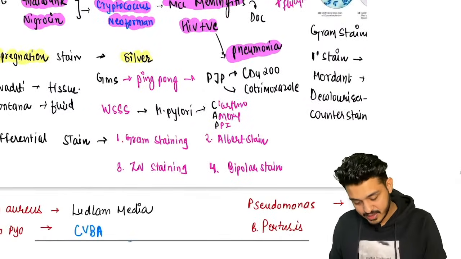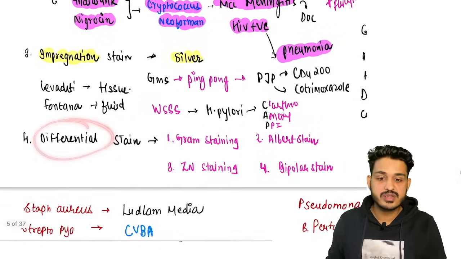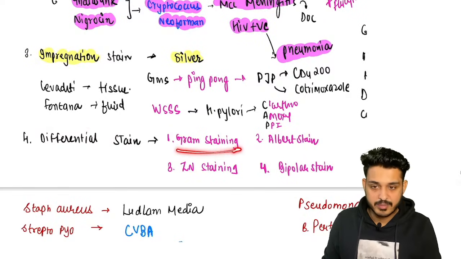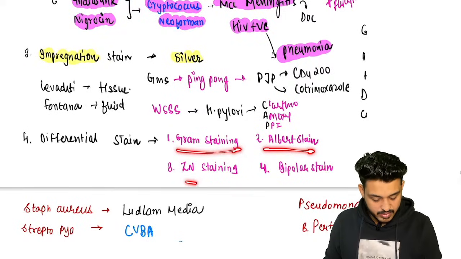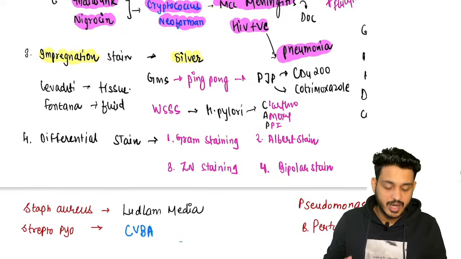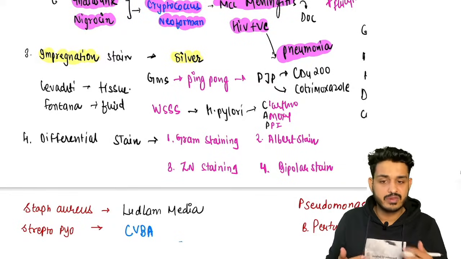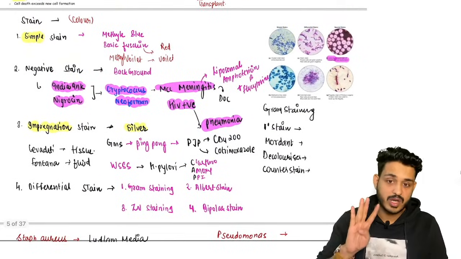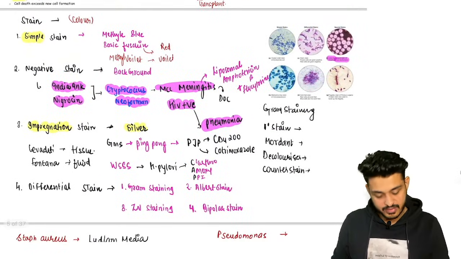Fourth staining is known as differential stain. In differential stain, we are going to do what? We are going to do four types of staining. First is Gram staining, second one is Albert stain, third one is Ziehl-Neelsen stain, and bipolar. Now we can differentiate between gram positive and gram negative. We can differentiate between different bacteria. So this is known as the differential method of staining. So we have got how many methods of staining, beta? Four methods of staining, right?